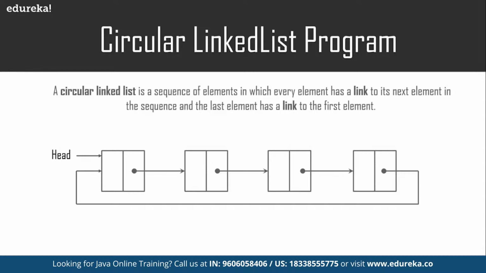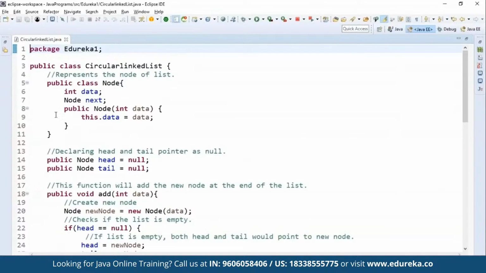So here it follows the first-come-first-served approach. Here the node is an element of the list and it has two parts, that is the data and the next. Data represents the data stored in the node, and next is a pointer that will point to the next node. Now let's check the implementation. So it has an int data and a Node as next. In the public Node constructor, I am referencing the pointer, this.data is equal to data. So first declare the head and tail pointers as null.